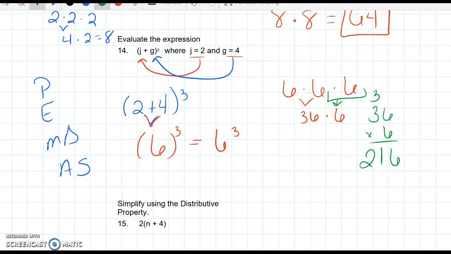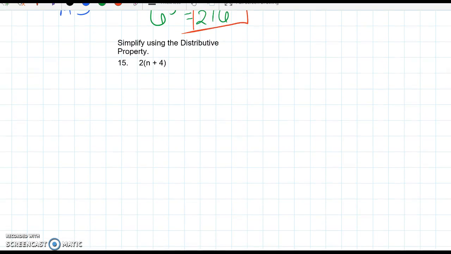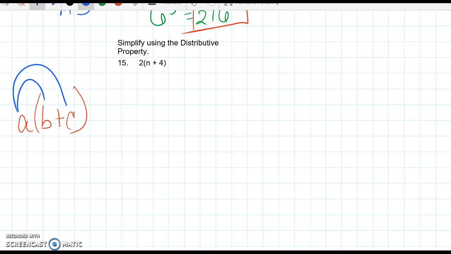And I have 216. So 6 to the third power is 216. So I'm left with that. Okay. Now, the last portion that we have right here is very, very easy. We're going to use the distributive property. Now, the distributive property states that if I have A times B plus C, I am going to use these nice little arches, and I'm going to have A times B plus A times C, okay?